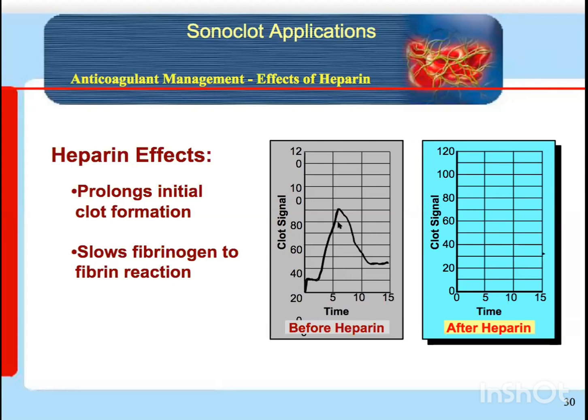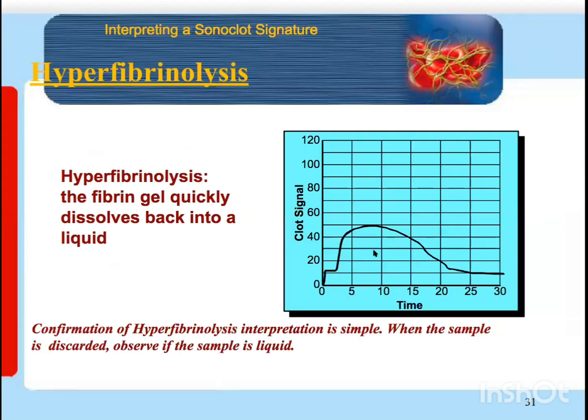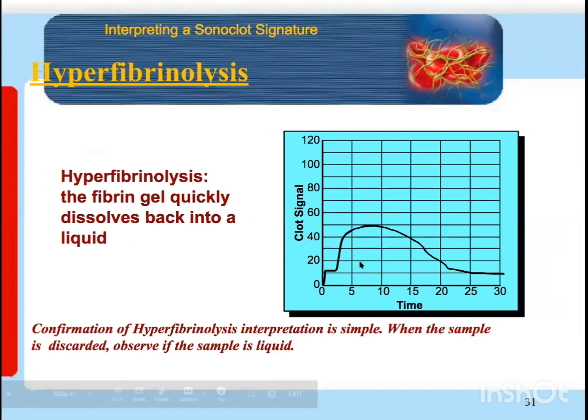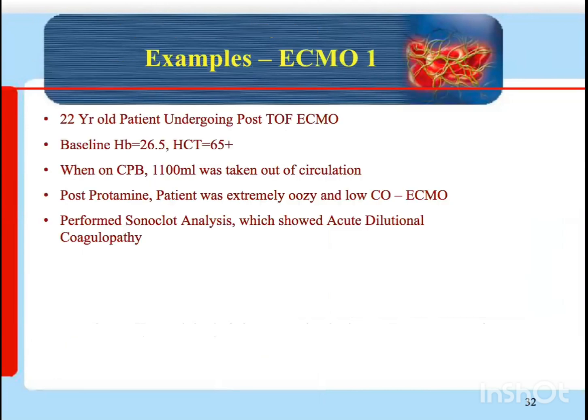The platelets aggregate and then fibrinolyze. So this is normal fibrinolysis. But when you have a condition like this, here the fibrinogen quickly moves back into a liquid. So you have hyperfibrinolysis here. There's no peak. The clot formation is very little. So confirmation of hyperfibrinolysis interpretation is simple. When the sample is discarded, observe if the sample is liquid or not.